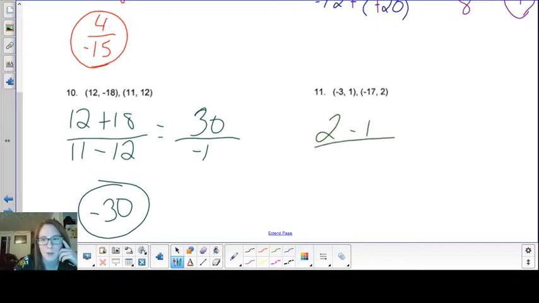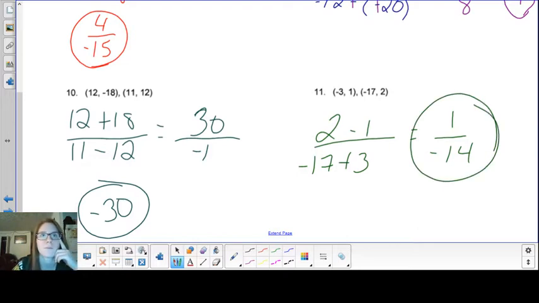2 minus 1 over negative 17 plus 3. 2 minus 1 is 1. Negative 17 plus 3 is negative 14. And that guy cannot reduce.